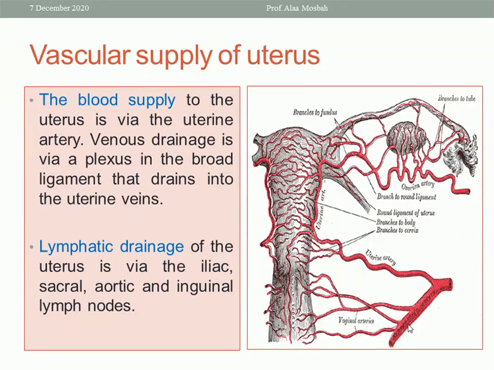What about the vascular supply? The blood supply to the uterus is via uterine vessels, which are a branch of the anterior division of the internal iliac artery. Venous drainage is via plexus in the broad ligament, and that drains to uterine veins. Lymphatic drainage of the uterus is via the iliac, sacral, aortic, and inguinal lymph nodes.